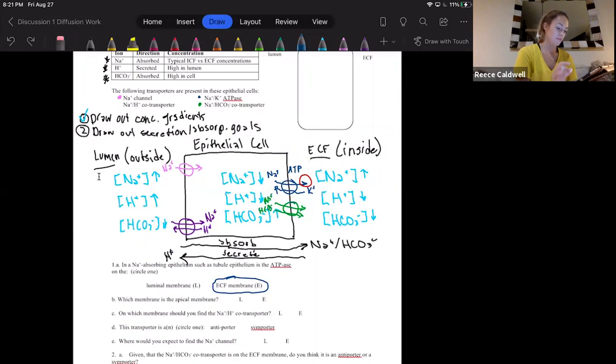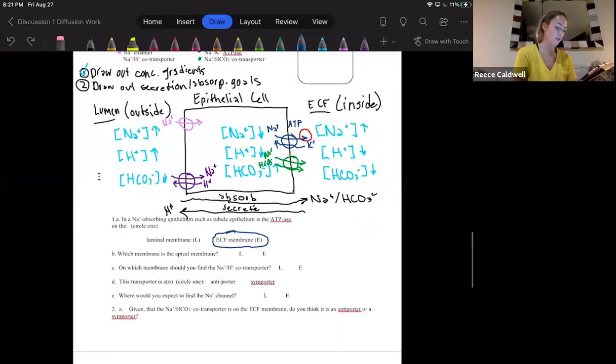Nice. So question B says, which membrane is the apical membrane? Apical membrane is going to be the membrane on the luminal side. So that is the luminal side. Basal membrane would be the opposite. So the basal membrane would be on the extracellular fluid side.